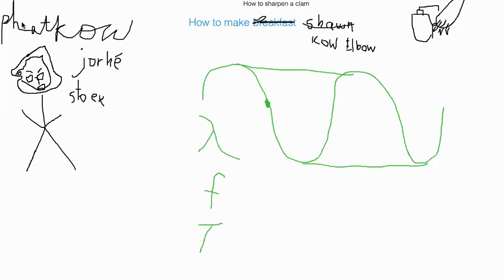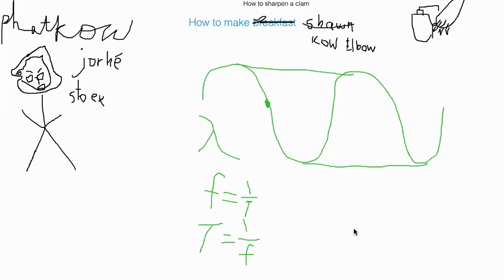So we can say T equals 1 over f. And same thing here, we can say f equals 1 over T. Any questions so far? No, not really. Okay.